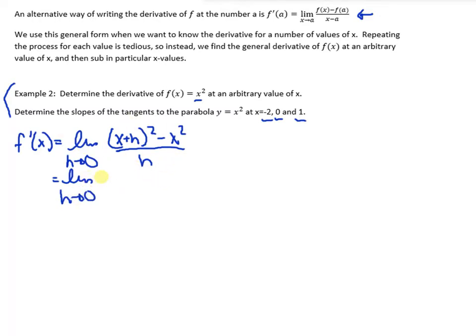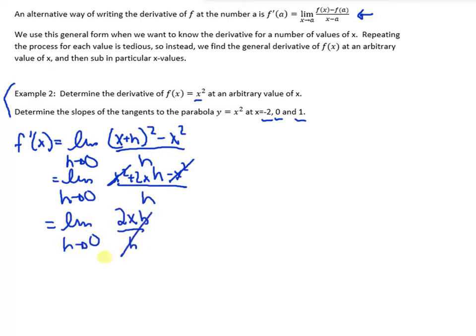But what we're going to do now is instead of subbing in the -3, we're actually just going to expand using these numbers and these letters. The x squareds go away. We are left with 2xh over h. H's cancel. We're left with 2x. We don't even have to sub in h approaches 0 or h equals 0 because there's no h's left in the equation. So the general form for the derivative of x squared is 2x.